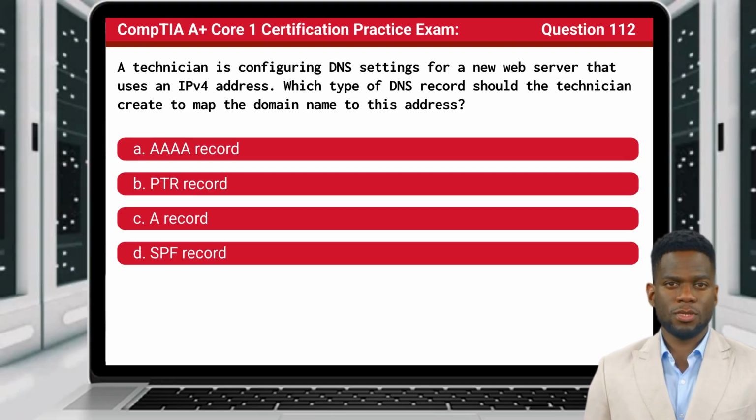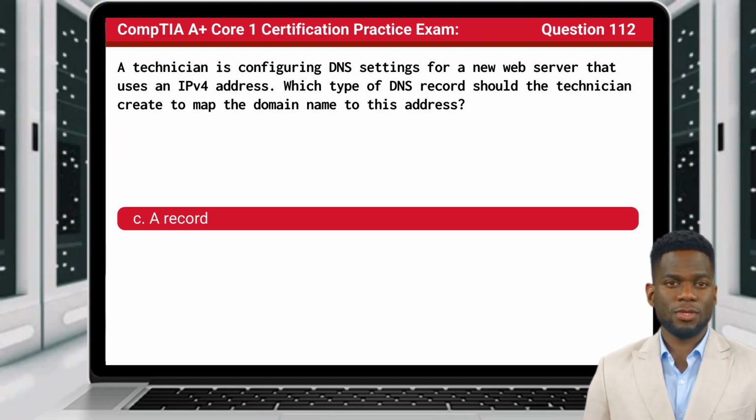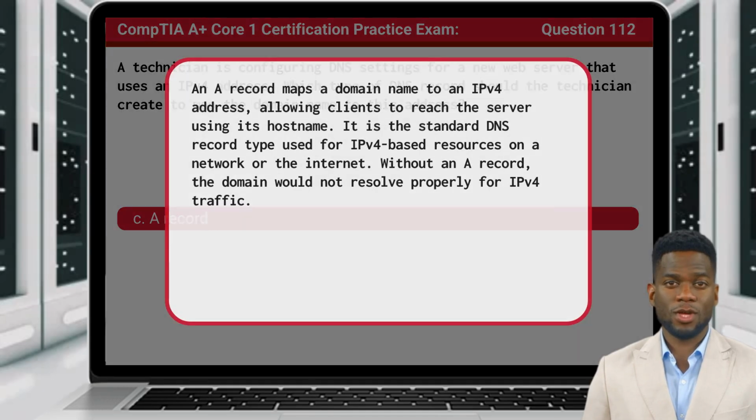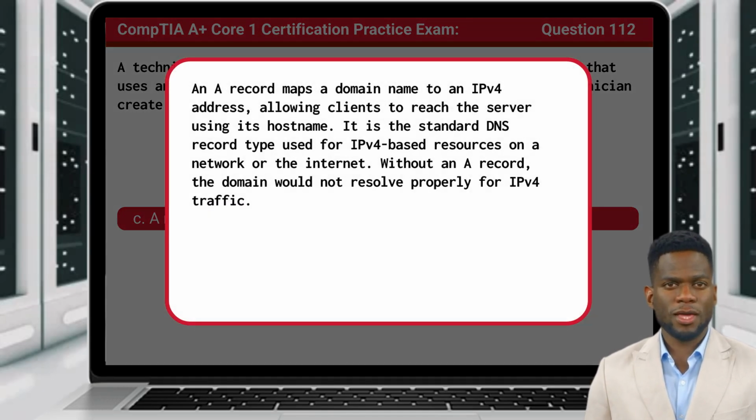The answer is C. An A record. An A record maps a domain name to an IPv4 address, allowing clients to reach the server using its hostname. It is the standard DNS record type used for IPv4-based resources on a network or the internet. Without an A record, the domain would not resolve properly for IPv4 traffic.